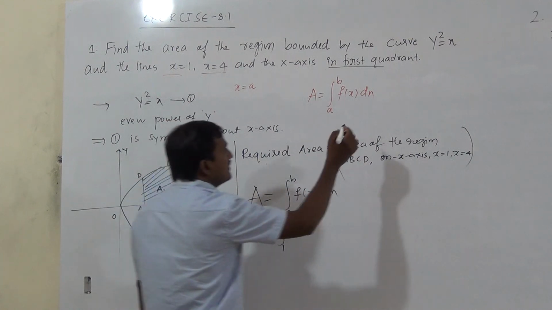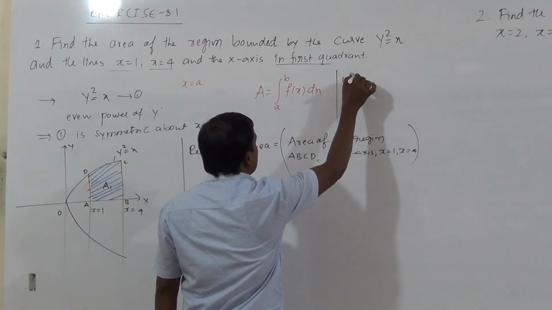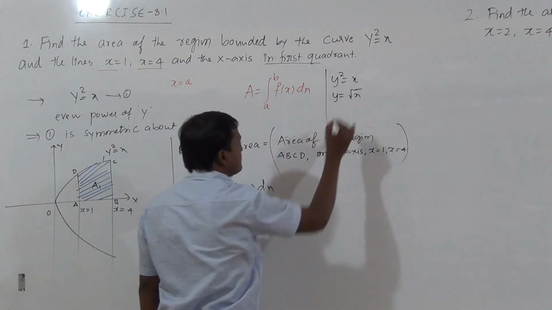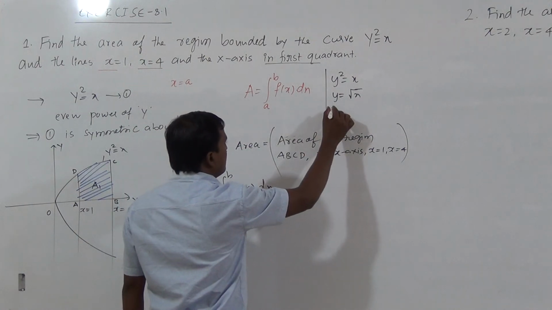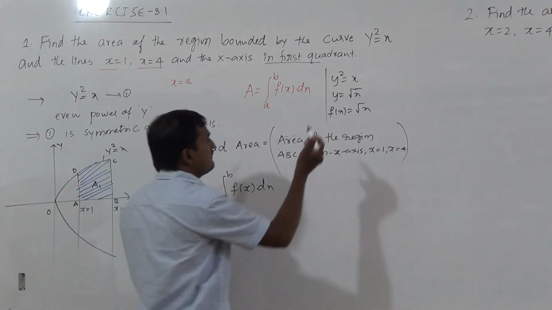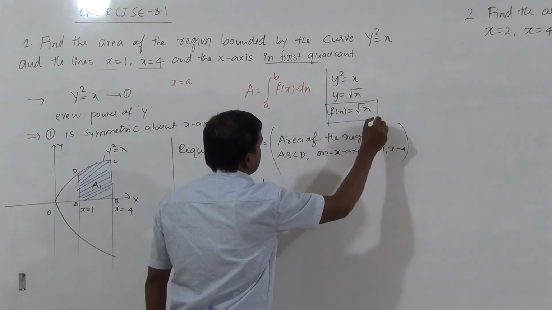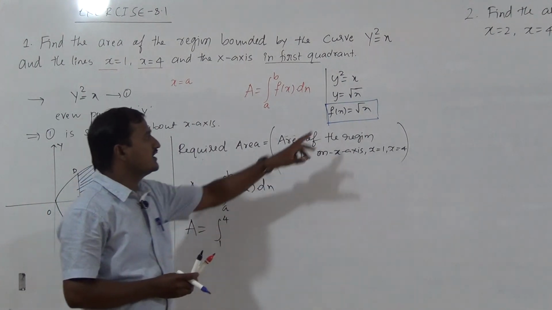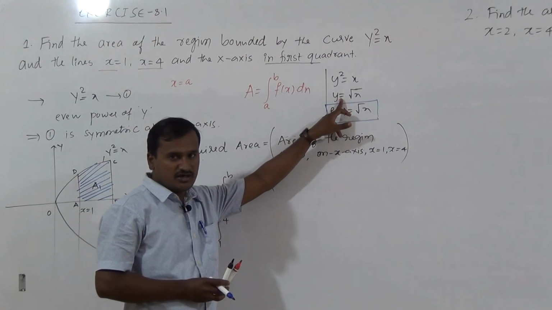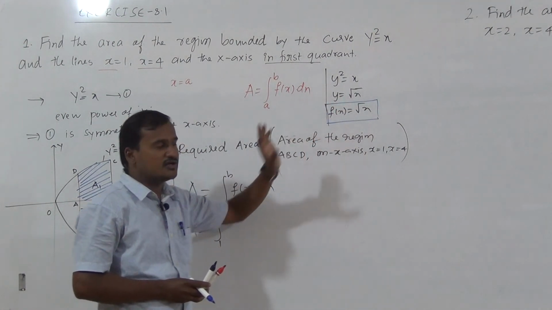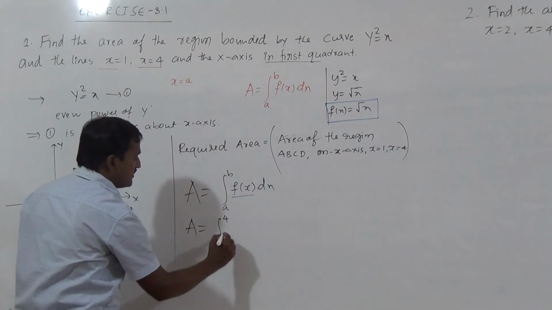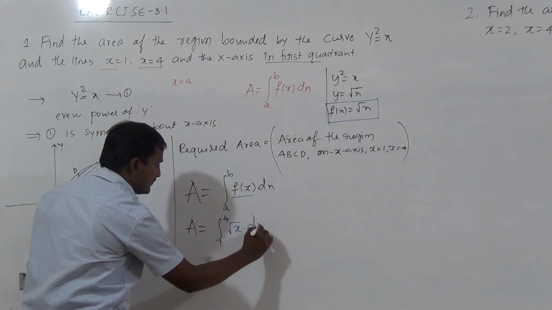Clearly, here y square is equal to x, right? So y is equal to what? Root x. Y is equal to root x. But what is y? Y is always f of x. Therefore f of x is equal to root x. Here I have taken the value of y only positive, because I should find the area lying in the first quadrant only. So hence I have taken only the plus sign. Therefore the integral is root x into dx.